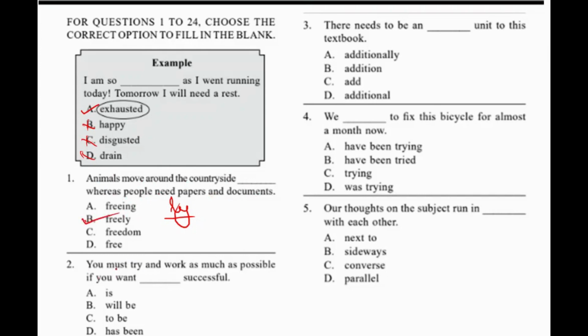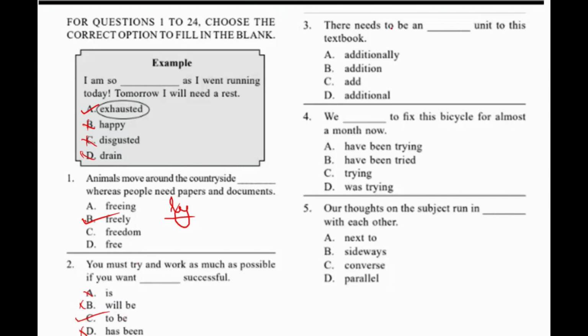Now, you must try and work as much as possible if you want dash successful. What is the correct answer here? If you want is successful, no. If you want will be successful, no. If you want to be successful, yes, this is giving us the correct meaning. If you want has been successful, no. So the correct answer here is if you want to be successful. Option C is our correct answer.